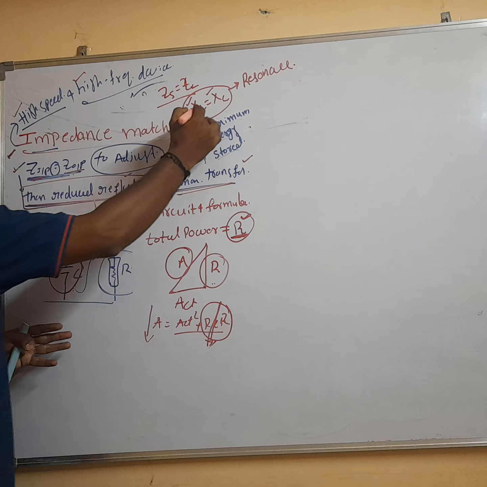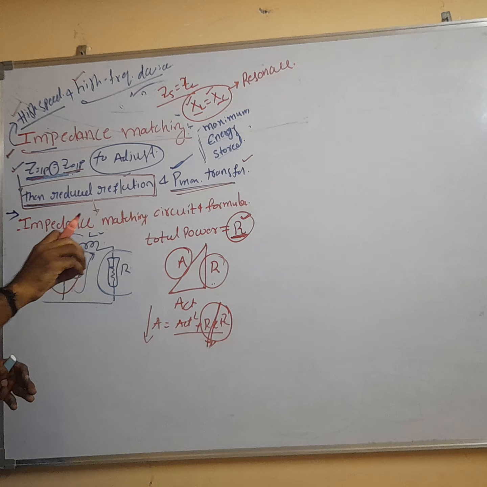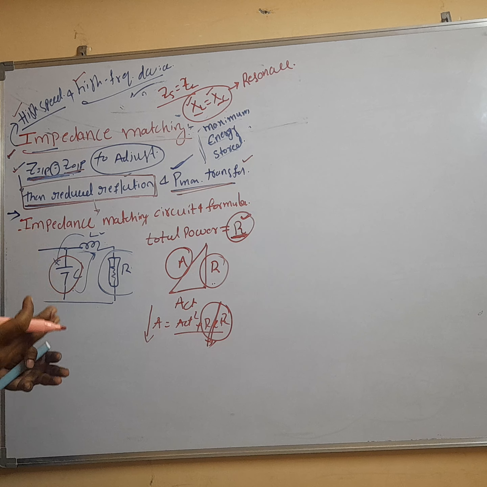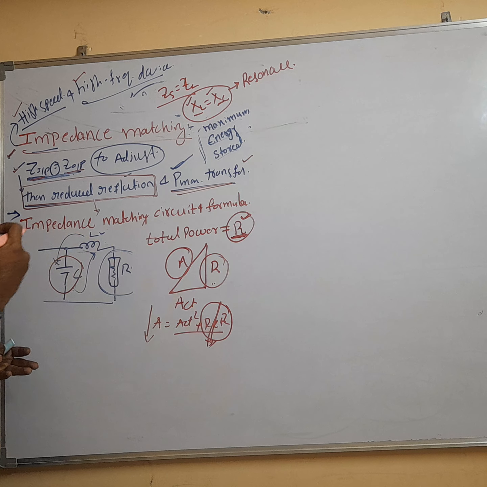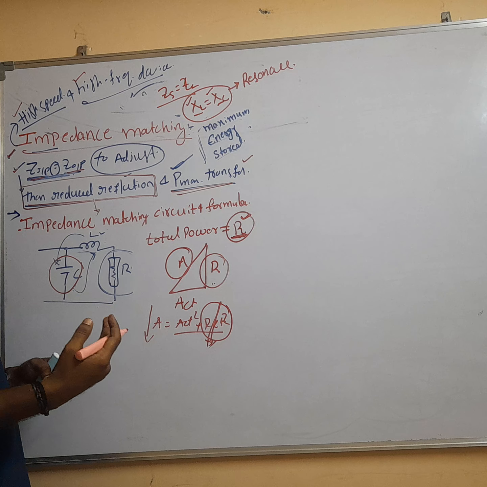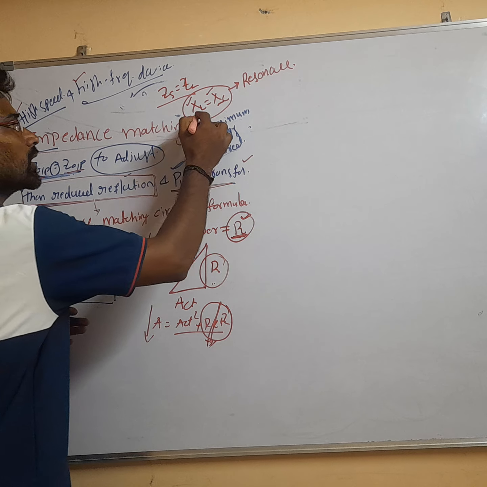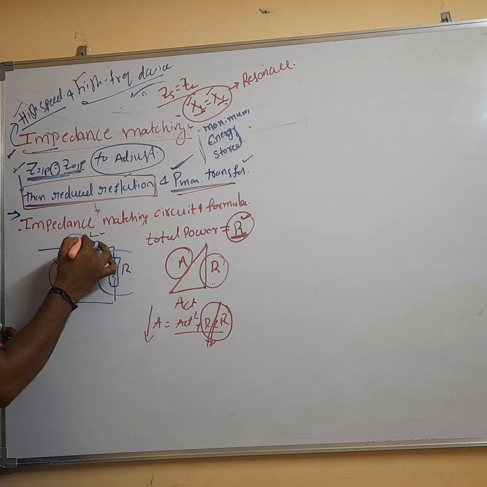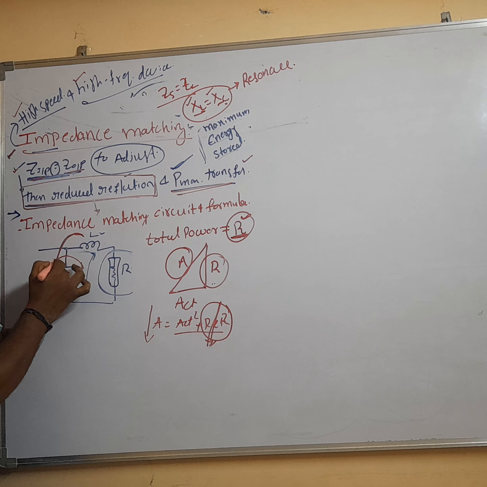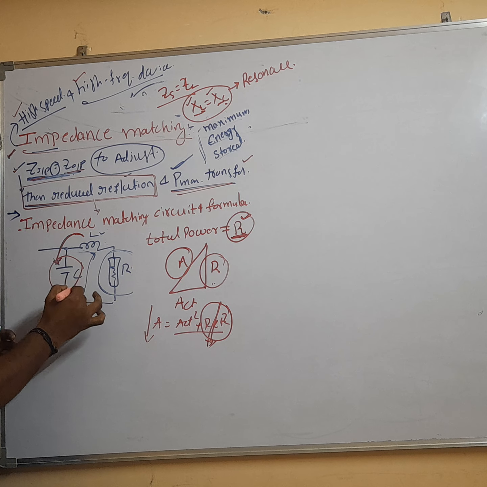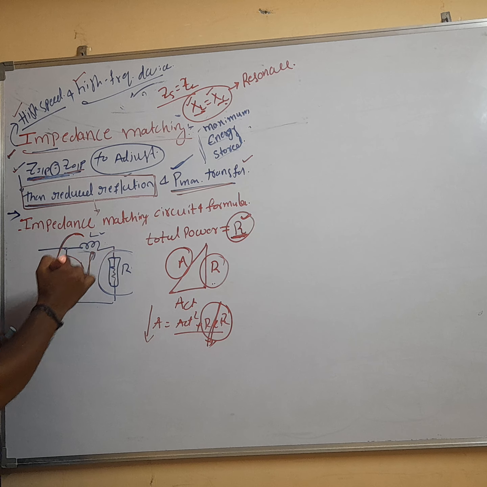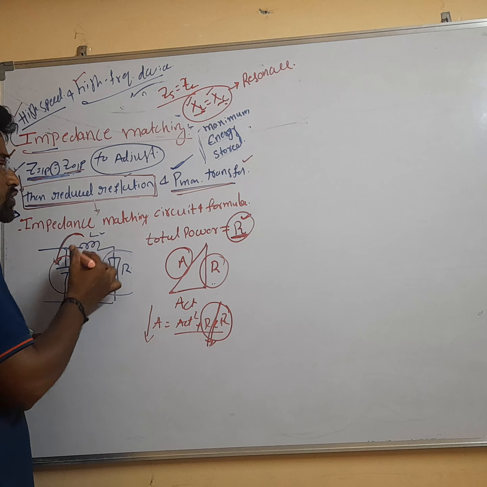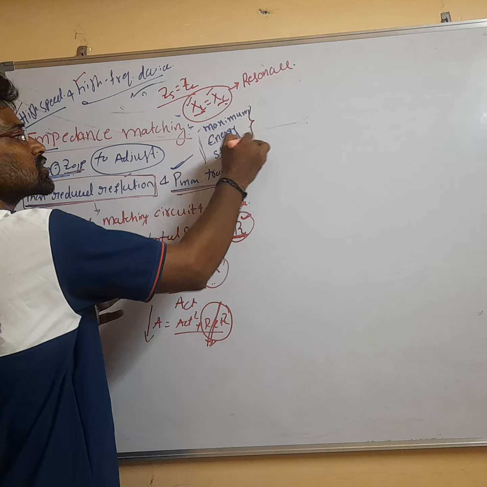The inductor and capacitor do not dissipate power. Their power is reflected back. The inductor's power is reflected back and stored in the capacitor, and the capacitor's power is reflected back and stored in the inductor. So those two store the maximum energy.